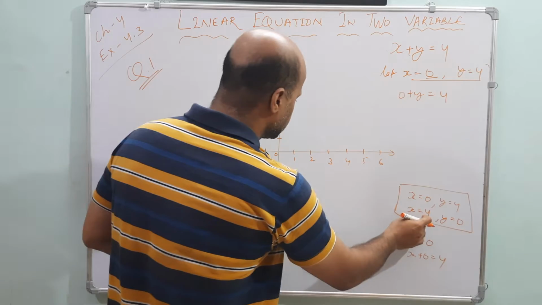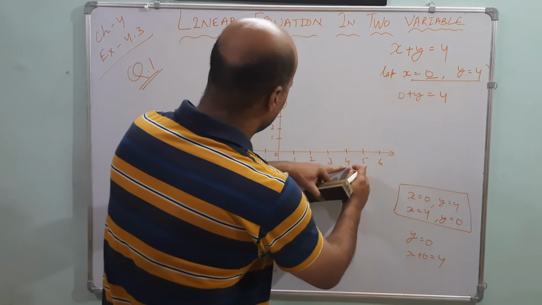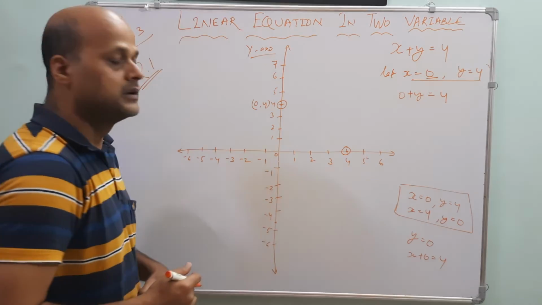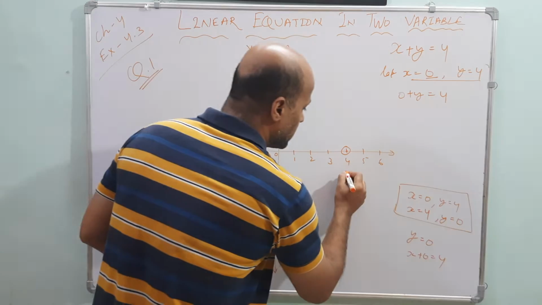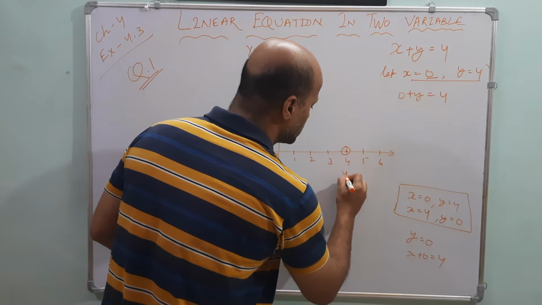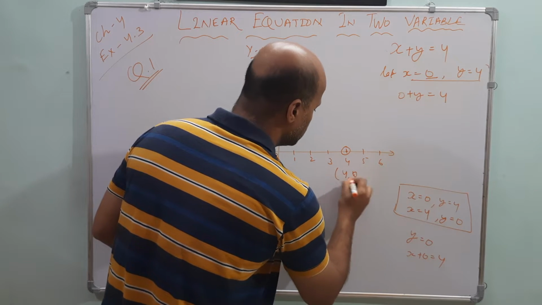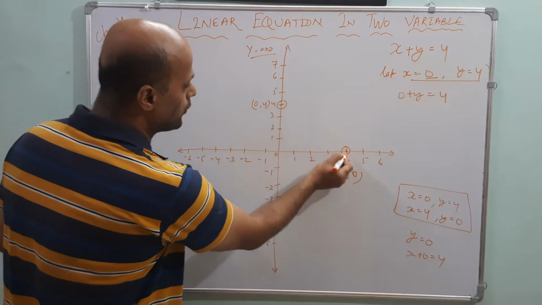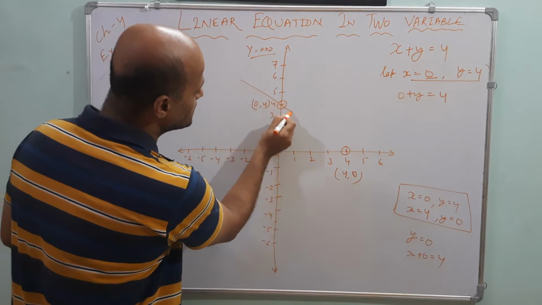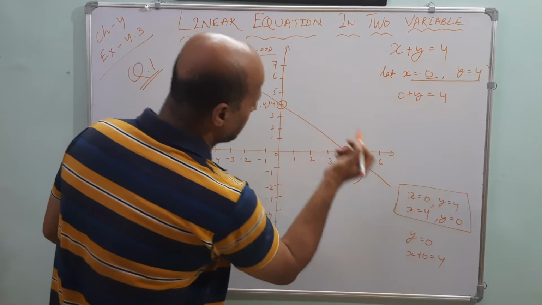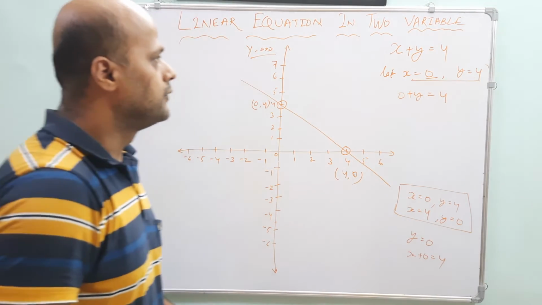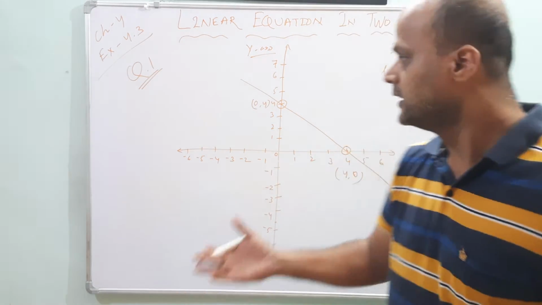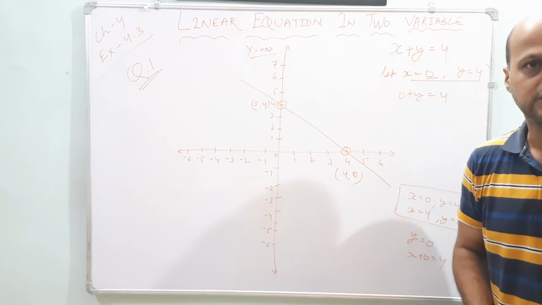Now, when x is equal to 4, y becomes 0. This is the portion where x is equal to 4, y is equal to 0. Now with the help of a scale, I have to join these two points and draw a straight line. And I will say that x plus y is equal to 4 is represented in a graphical manner by using the graph paper.